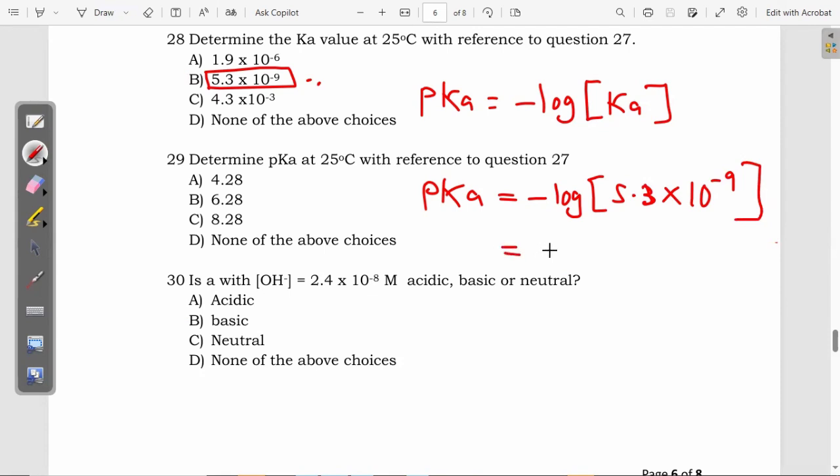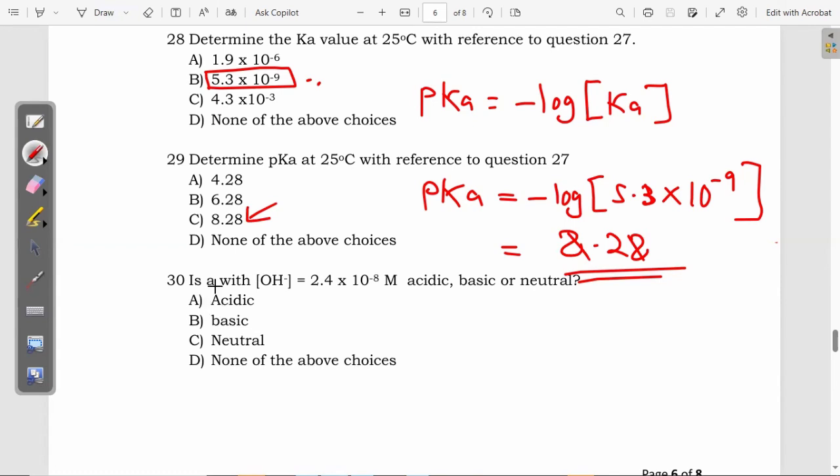So what we need is just to punch this value onto our calculator. If you punch this onto our calculator, what do we get? So let me do it. When I punch this, I'm getting approximately 8.28, rounded off to 2 decimal places. So I'm going to pick C as my best answer there. That's how we find the pKa.